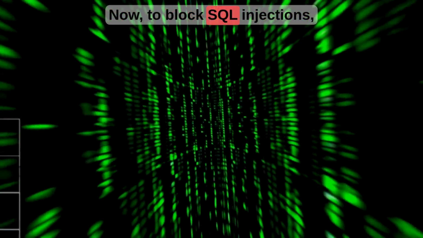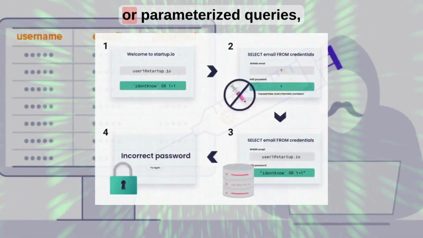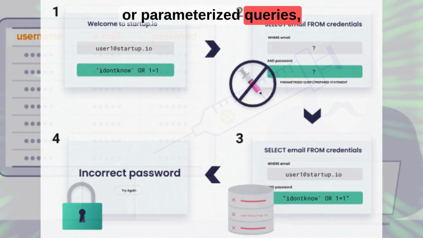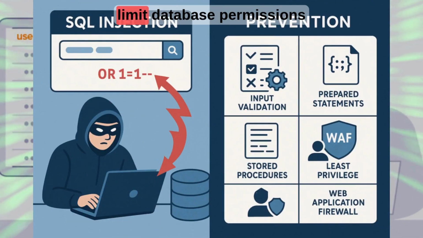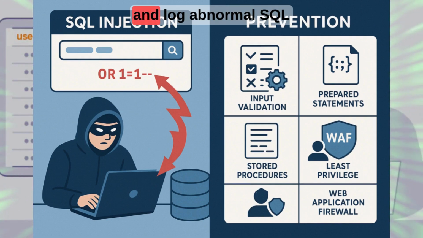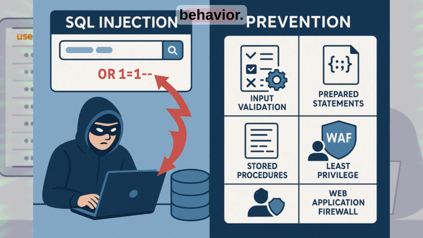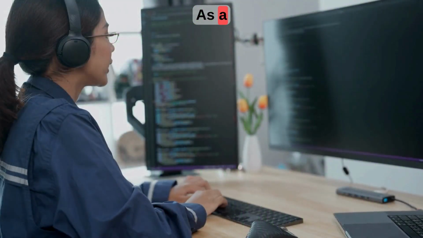To block SQL injections, make sure you use prepared statements or parameterized queries. Always validate and sanitize your input. Limit database permissions to least privilege, and log abnormal SQL behavior. Security tools like OWASP and static code analyzers are also helpful.